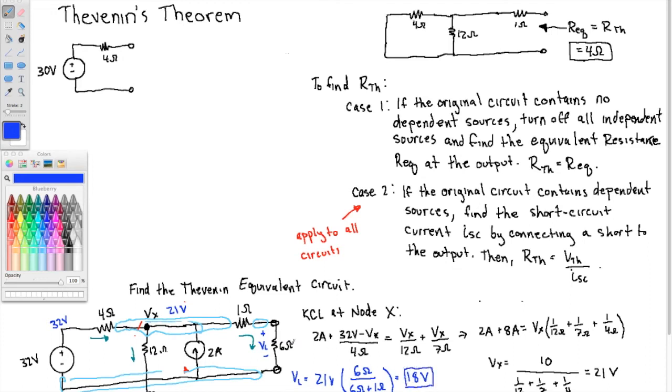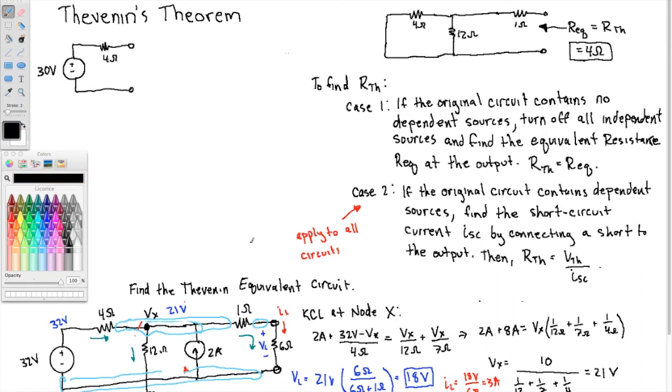18 volts. How much current is through that resistor? IL from Ohm's law is 18 volts over 6 ohms, 3 amps. 3 amps through that resistor.